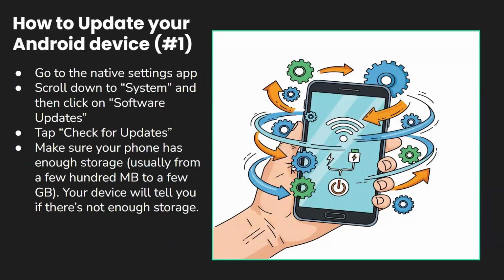Okay, finally, we're moving on to how you can update your Android device. So first of all, go to the native settings app of your phone. Go to the settings app basically, and scroll down to system. And inside system, there should be an option that says software updates. And within that tab, there should be a button that says check for updates. Make sure your phone has enough storage. And in case you're not sure, your device will tell you before you update whether there is enough storage or not.